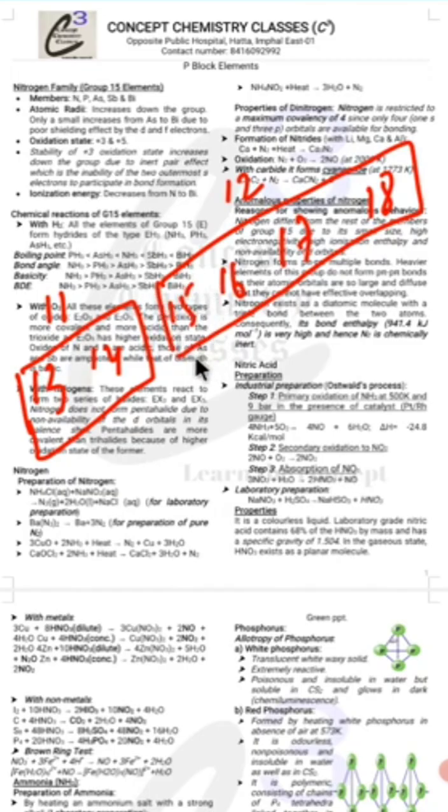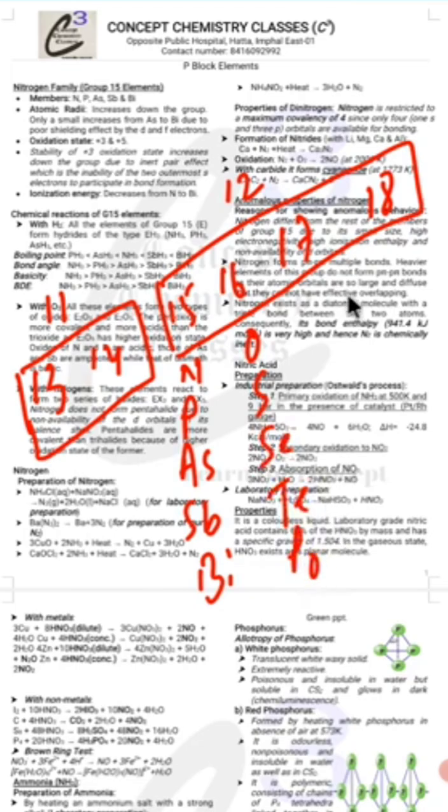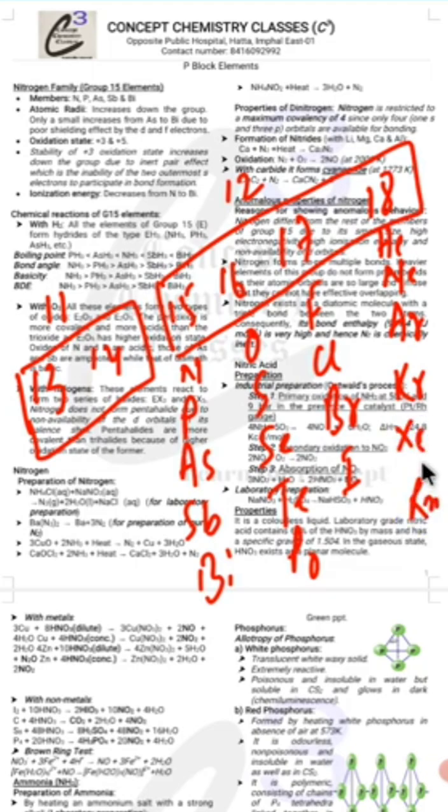Group 15 elements are nitrogen, phosphorus, arsenic, antimony and bismuth. Group 16 are oxygen, sulfur, selenium, tellurium and polonium, while group 17 are halogens: fluorine, chlorine, bromine, iodine and astatine. Group 18 elements are helium, neon, argon, krypton, xenon and radon.